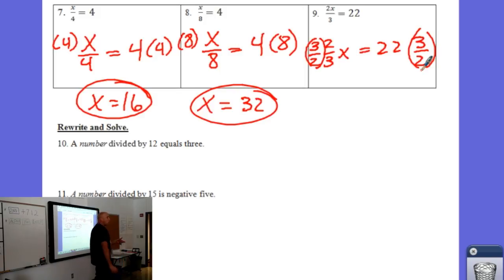Okay, what's the reciprocal of 1/2? 2 over 1, or 2. What's the reciprocal of 3 over 4? 4 over 3. So you kind of get it, okay? So in order for us to make this a 1, we have to multiply by the reciprocal, 3 over 2. Okay? Now, everybody get your calculators, turn it on.